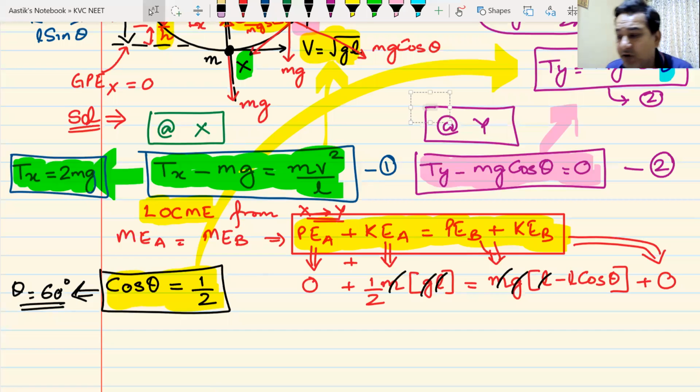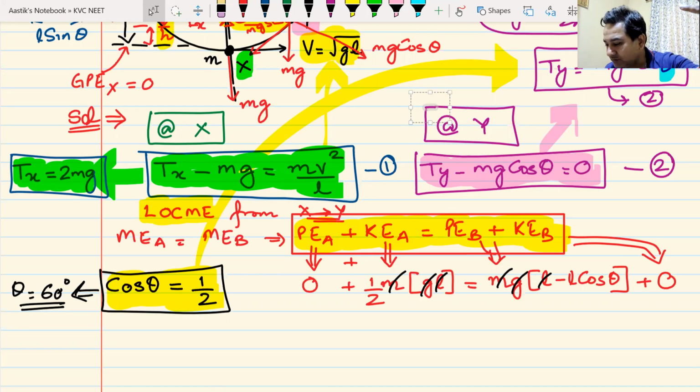trigonometry. Got the value of H as L minus L cos theta. I've already explained that to you. We put the values, we get the value of cos theta as half, which is giving us the value of theta as 60 degrees.